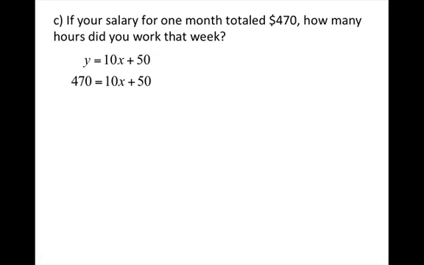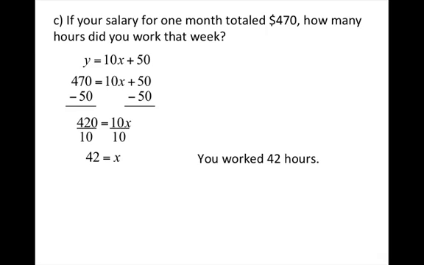I want to solve for x, so first subtract 50 from each side. And this gives me 420 equals 10x. Next, divide each side by 10, and I get 42 equals x. X was the hours that I worked, and that's what I was asked for. So I worked 42 hours that week.